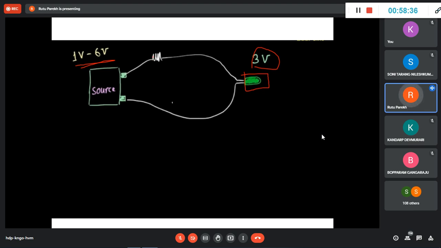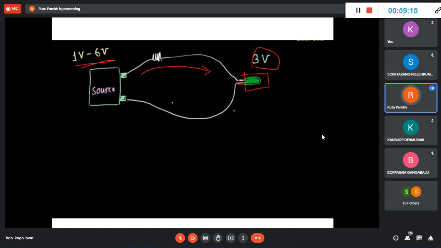And there is a resistor to protect this LED. Otherwise, if you directly connect it, it will get destroyed because there is no control. As I said, this resistor will limit the current, which will save this LED. So the resistor is there, the source is 1 volt to 6 volt, and this is a 3 volt LED. To make it turn on, it needs 3 volt. If higher than 3 volt falls on this, it will get destroyed.